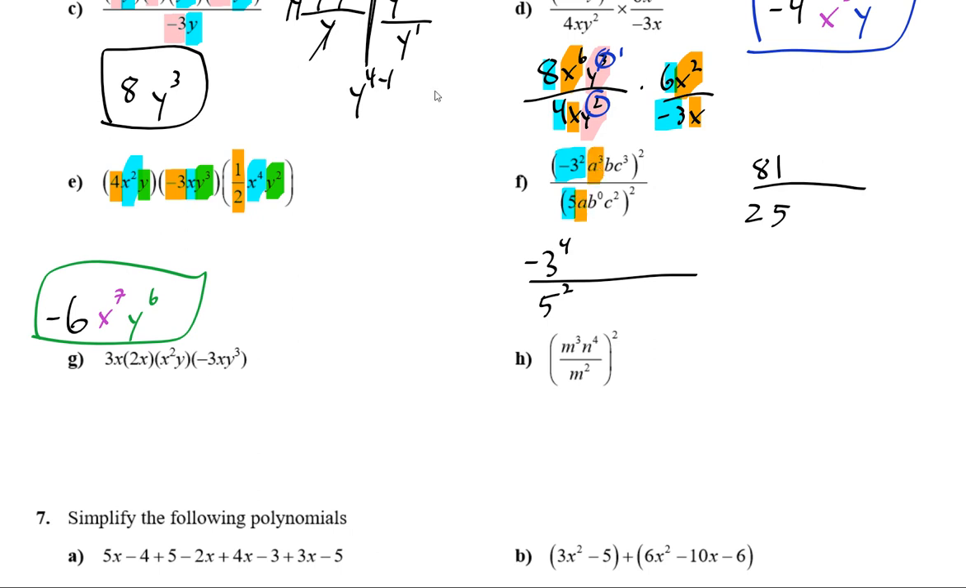For the a's, I've got a cubed, which needs to get squared, which is a to the 6 on top. And on the bottom, I've got a, which needs to get squared, which is a 2 on the bottom. So 6 minus 2 is a to the 4.